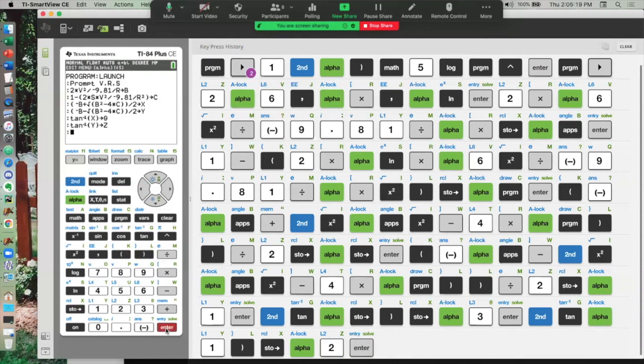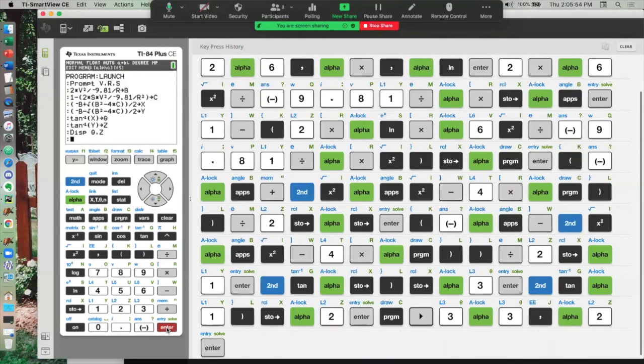The last thing we have to do is display these to the screen. So I'm going to click program again, go over to the input output, and click 3 for display. And then you can just do alpha theta, comma, and then alpha z. Okay, and you can click enter. And that should be it.